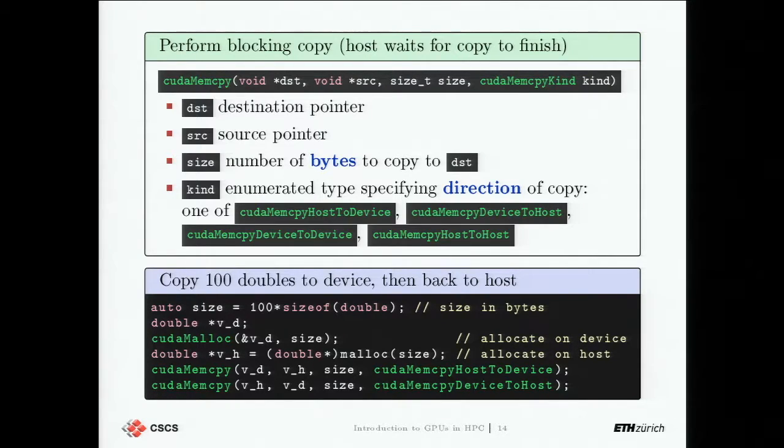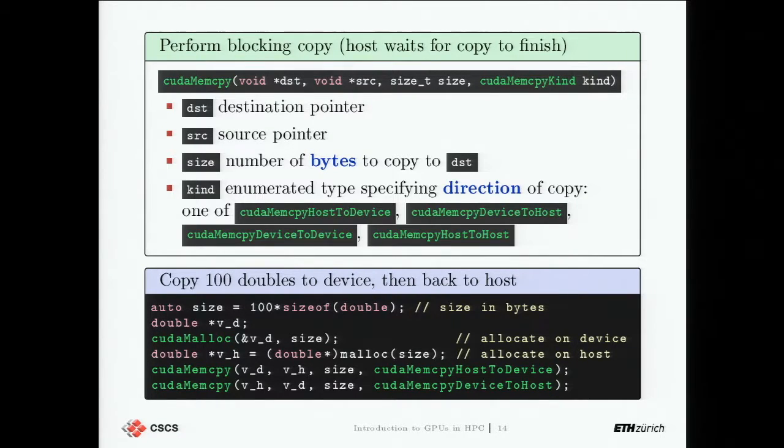Now this is a blocking copy, because unlike a kernel launch, when you call CUDA memcopy, it actually blocks and waits until that copy has been performed before returning control to you. Later on, in a later part of the course, we're going to learn about the asynchronous version of this function. But for now, we're going to use CUDA memcopy.